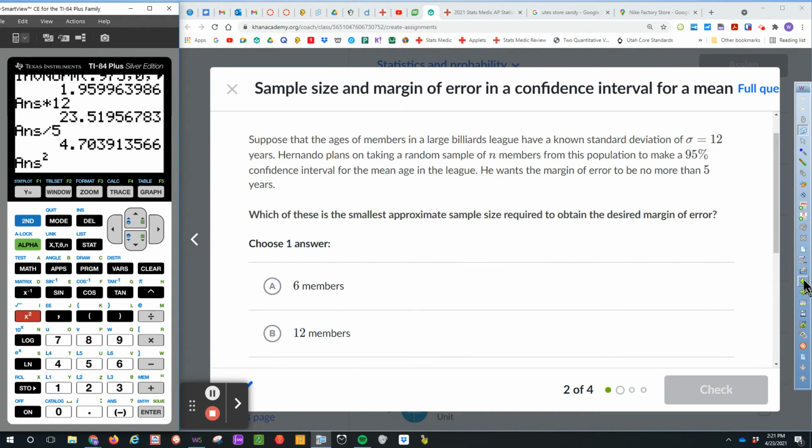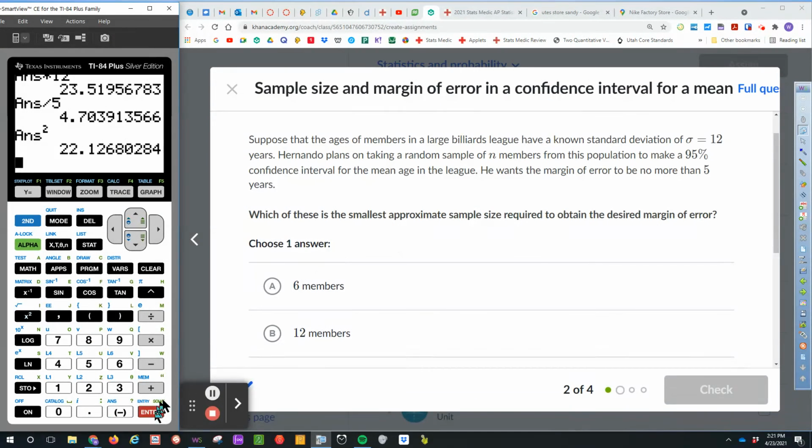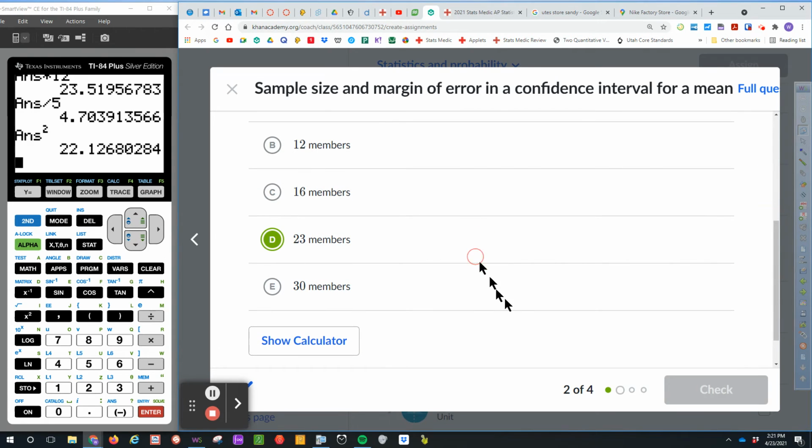Go to inverse norm, area 0.975, mean 0, standard deviation 1. This is my z star, and I multiply by the standard deviation, then divide by 5, the margin of error. And then I have to square, because the formula has the square. I found z star, multiplied by the standard deviation, divided by the margin of error, and now I square it. It's 22.1268. Now we have to round up, so we round up to 23.